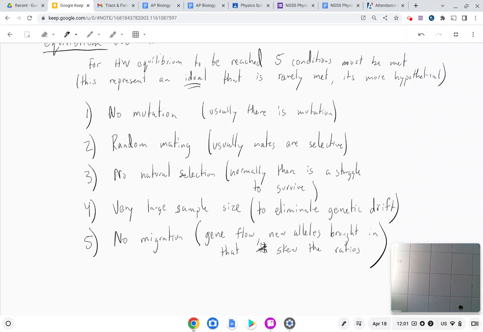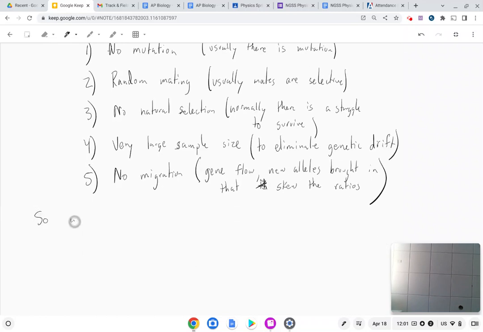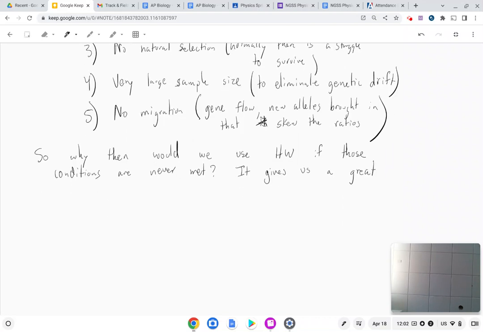All right, so why then would we use Hardy-Weinberg if those conditions are never met? You guys are wondering that, I'm sure. Why then would we use Hardy-Weinberg if those conditions are never met? And the reason is it gives us a perfect null hypothesis. And I'll tell you why. It gives us a great null hypothesis.